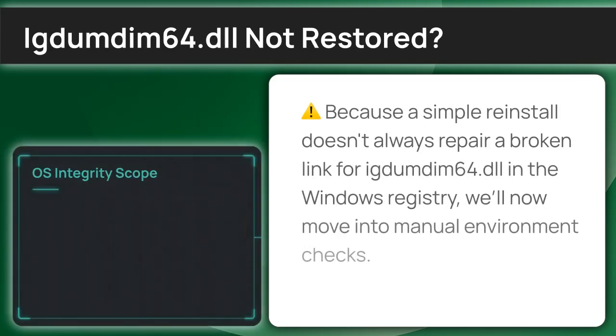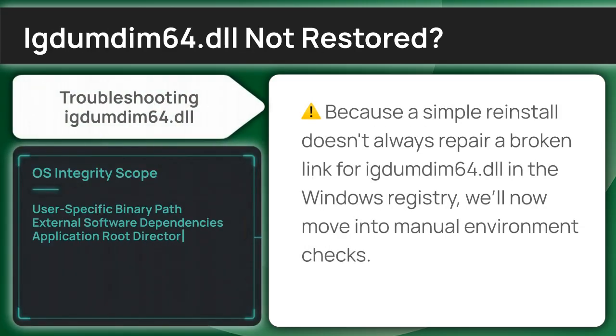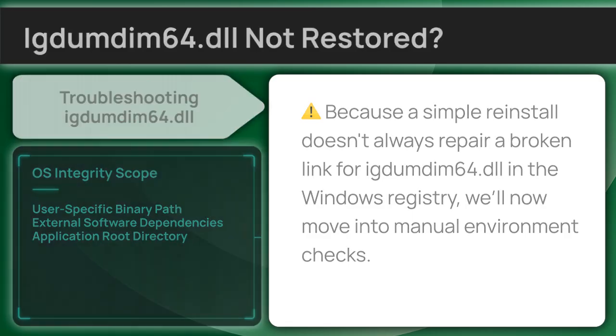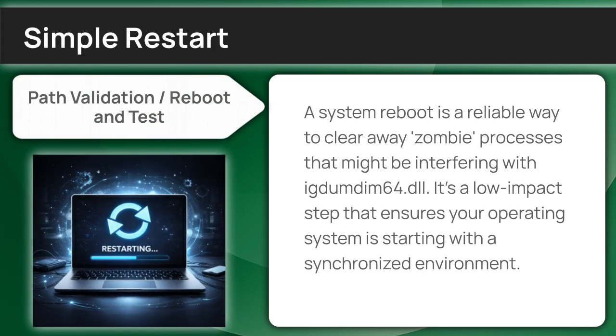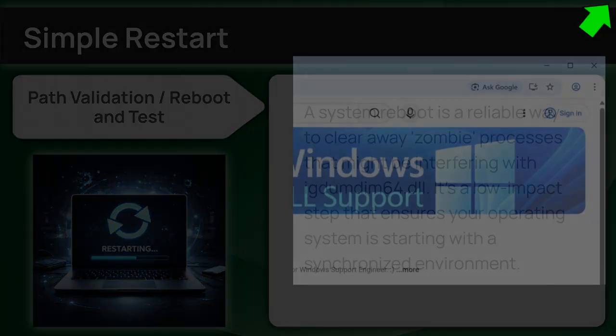If the redistributable repair didn't resolve the pop-up, the next logical step is to analyze the local environment for process conflicts. A standard restart allows the Windows bootloader to rescan your system directories and potentially recognize and register the Intel Graphics UMDIM64 component.